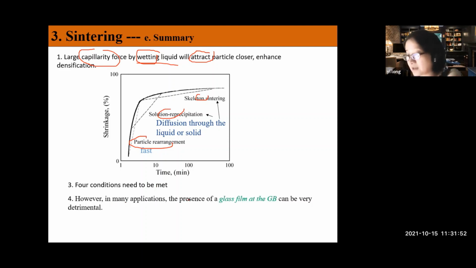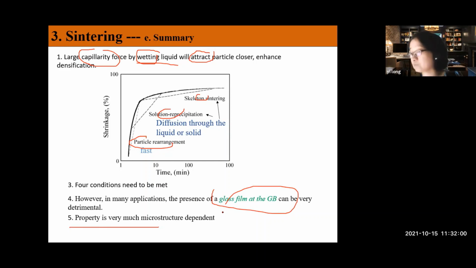However, in many applications, the presence of this grain boundary phase is not wanted. And the last one, property is very much dependent on the microstructure. Okay, so this is all for the last section. We have a tutorial to emphasize and help you understand more.